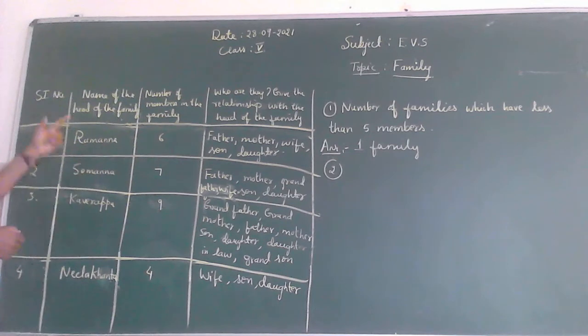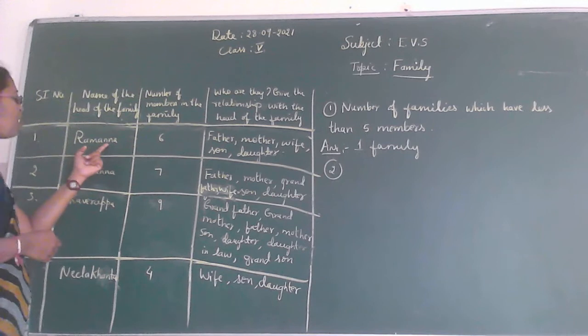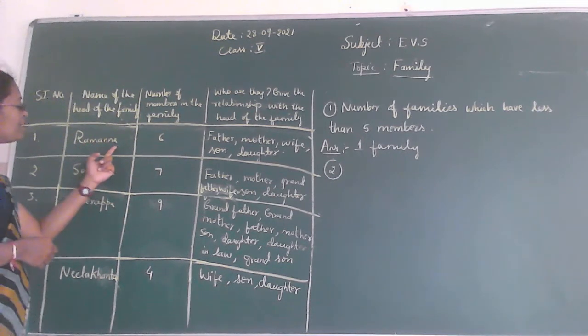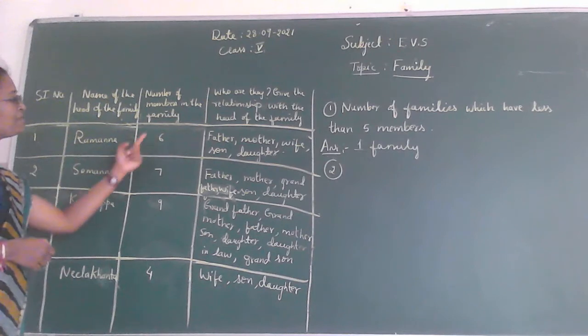So with the help of this table, answer the question, children. How many families have more than 5 members? See here, Ramana, Somana and then Kavirappa. So in Ramana's family, there are 6 members.